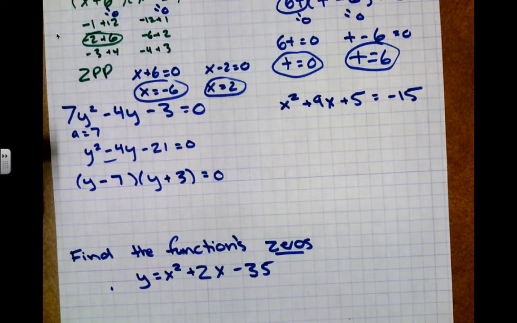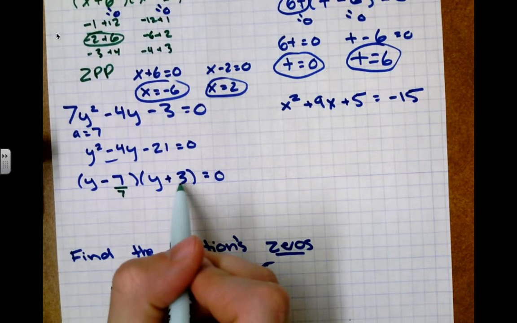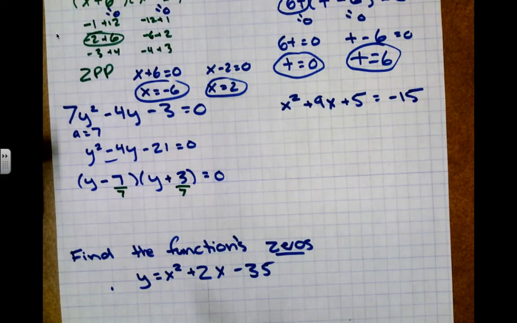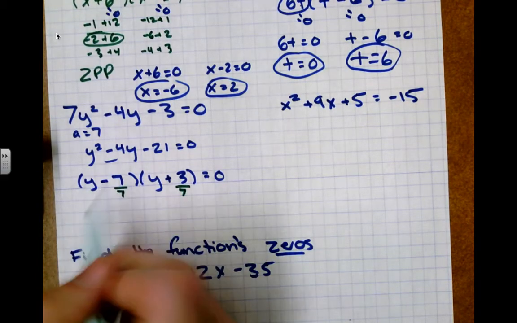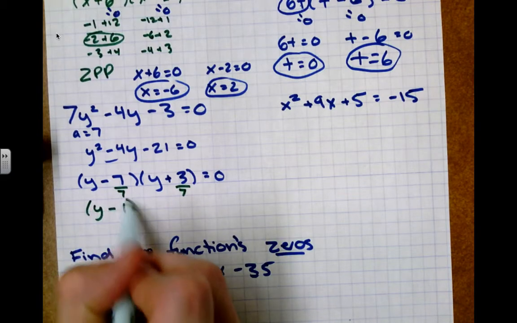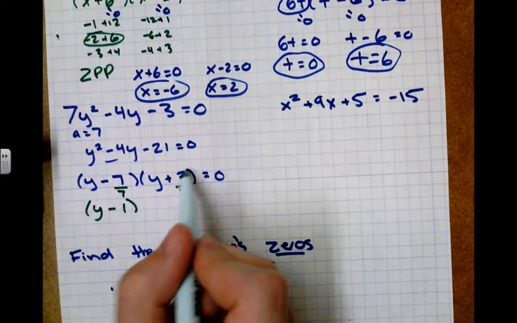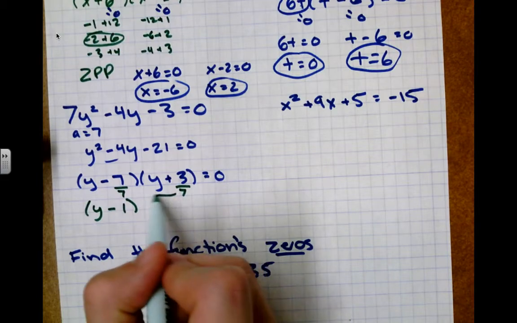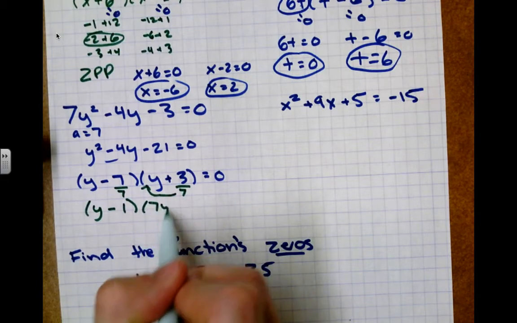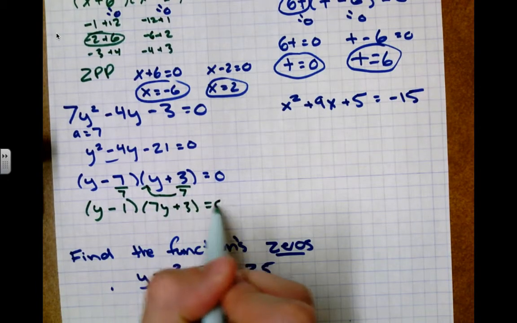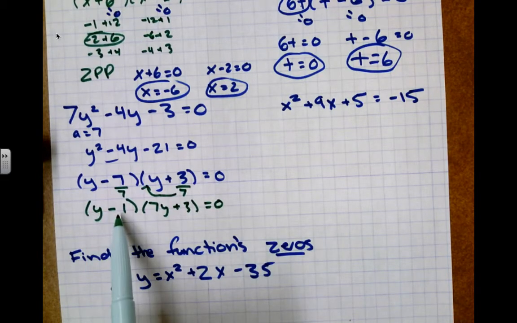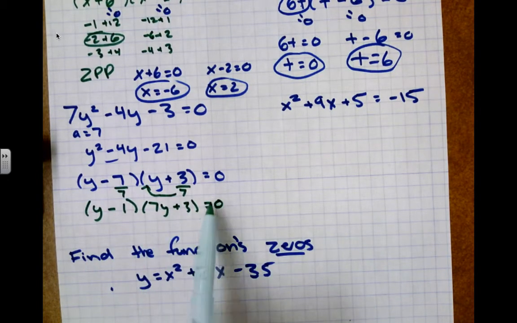Now, we bring that a value of 7 back into the picture. Remember, from here we would divide each of these terms by 7. What this side reduces to is y minus 1. What this side reduces to is nothing. 3 over 7 can't reduce anymore, so the 7 should move into the front. What I'm left with here is y minus 1 times 7y plus 3 equals 0.